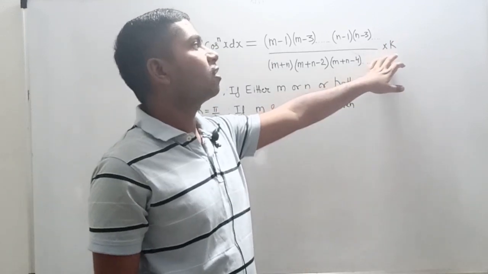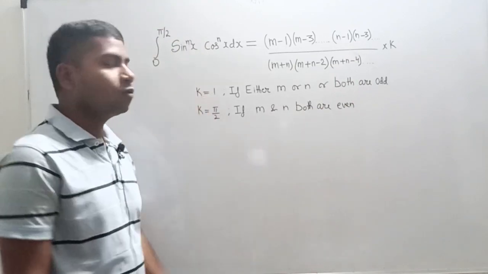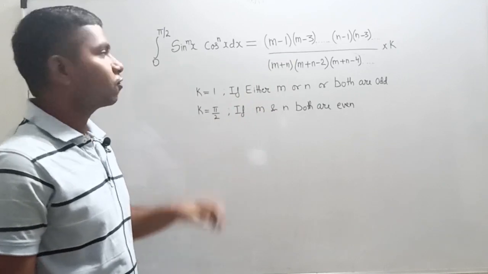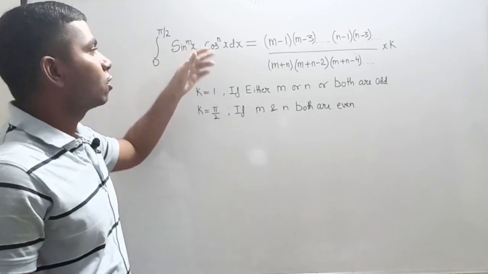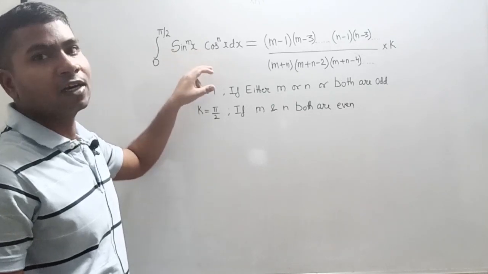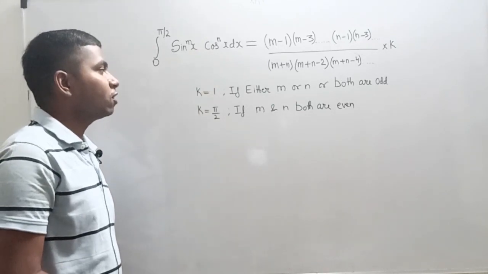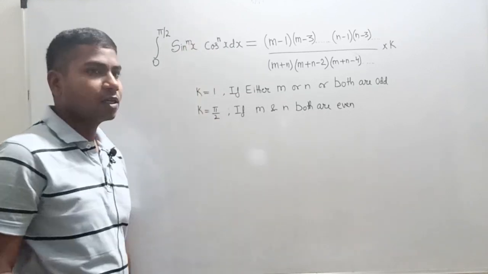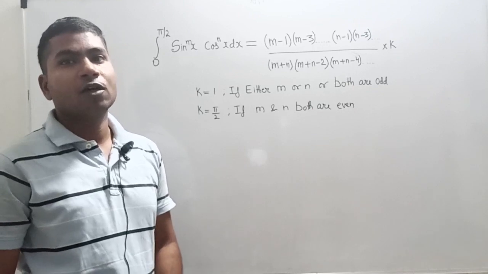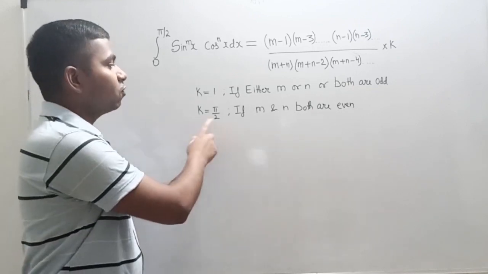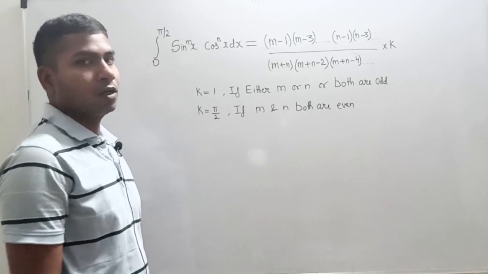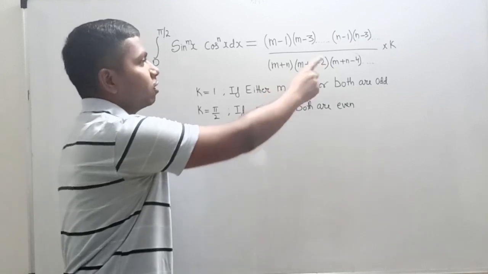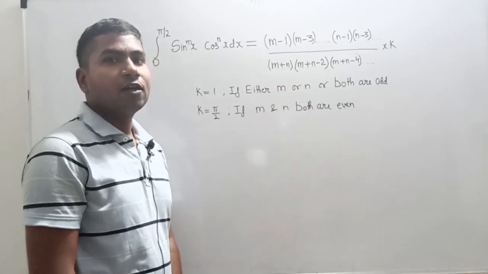And we have to multiply it with the value k. So k will be equal to 1 if either m or n or both are odd numbers. For example, if m is 1 or n is 2, the k value will be 1, or if both are odd like 1, 1, then in this case k is equal to 1. If both values are even, like 2 2, 2 4, similar to this, the k value will be equal to pi by 2. You have to remember this point, because it is very important. Our answer will go wrong if we don't remember this point.